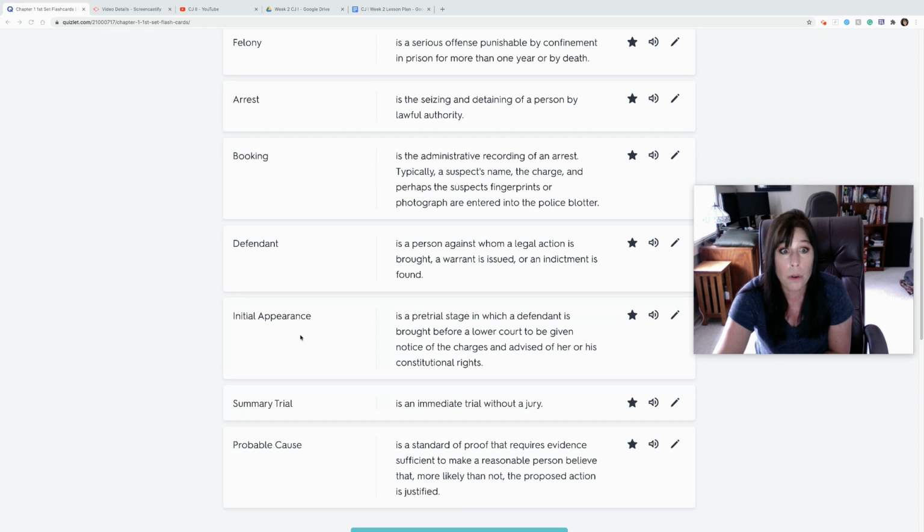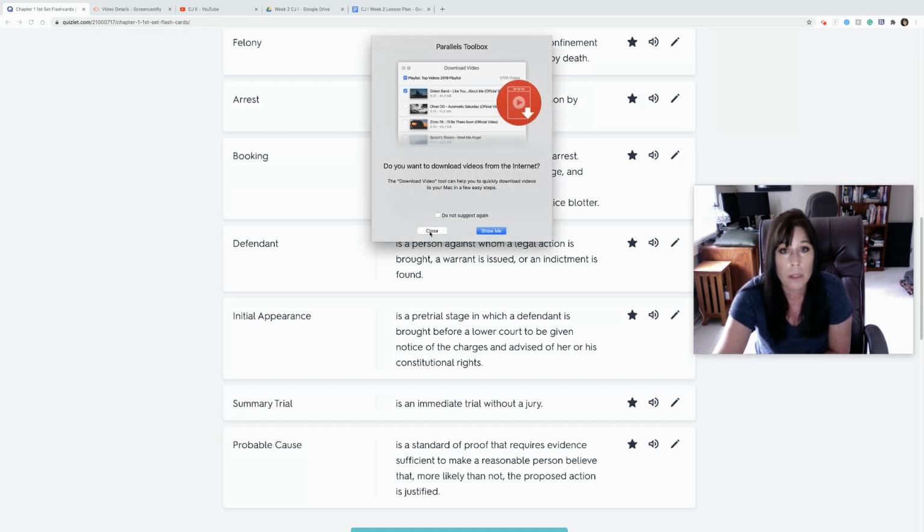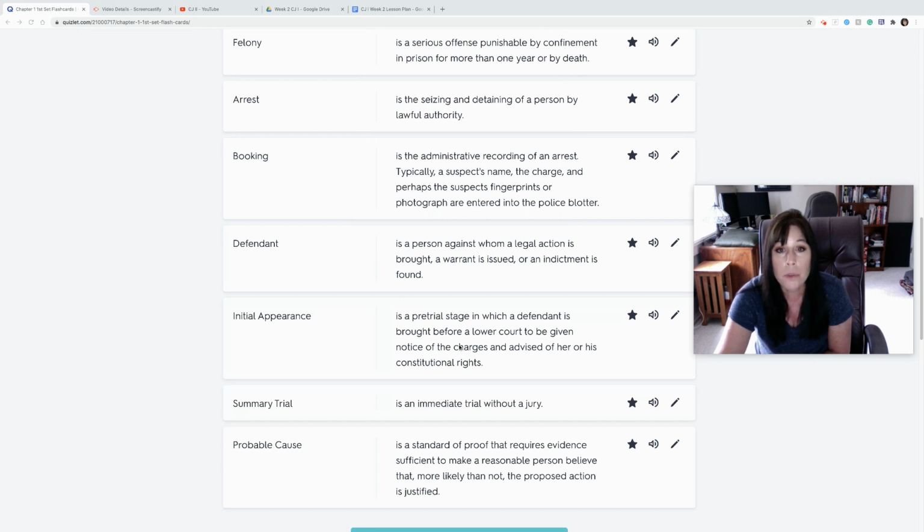Okay, so your next word is initial appearance. So initial is like first. Appearance is to show up, your first show up. It's a pre-trial stage in which a defendant is brought before a lower court to be given notice of the charges and advised of his or her constitutional rights. I get into a lot more of these court appearances when we get into our courts and law unit, so I don't want to go too far into it.